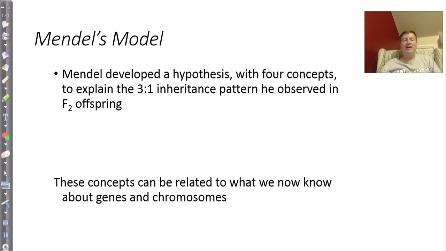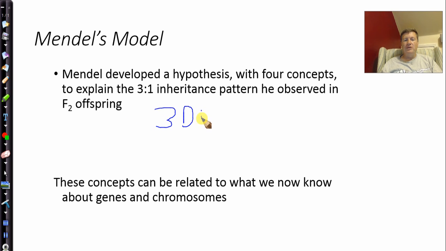So Gregor had a hypothesis. He developed a hypothesis based upon that 3-to-1 inheritance pattern he observed in the F2 offspring. Remember, we're talking about the F2, so that parental generation gives rise to the F1s. The F1s give rise to the F2s. So he kept finding that pattern. And again, it wasn't just any pattern of 3-to-1. It was three dominants to one recessive. That's what he found with every trait he looked at.